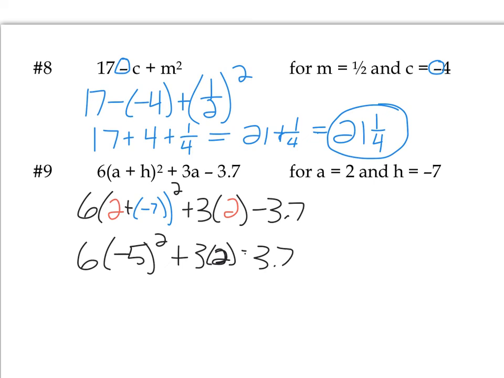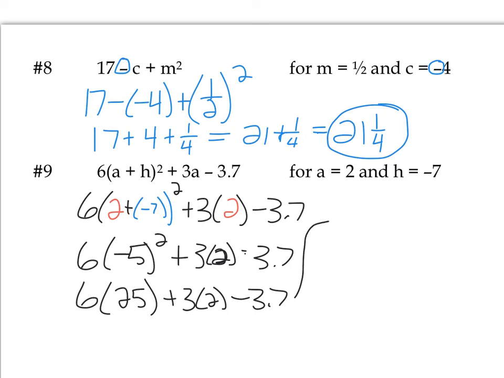Okay. Now we have to do our exponents. We've done everything inside grouping symbols. Now we're going to get 6 times 25. Negative 5 squared is 25 positive. Okay, plus 3 times 2 minus 3.7. We'll bring that up here. That's going to be 6 times 25 is 150. Plus 3 times 2 is 6 minus 3.7.